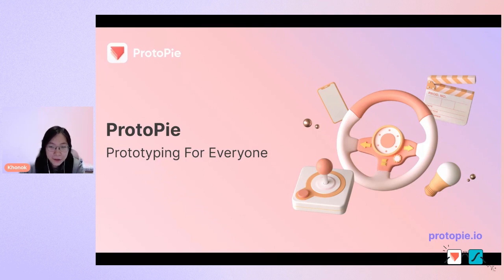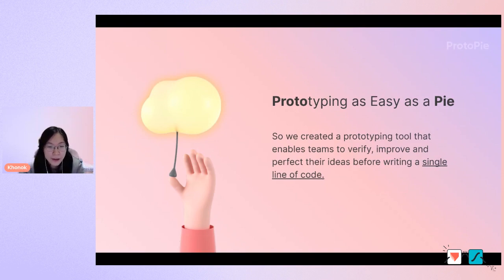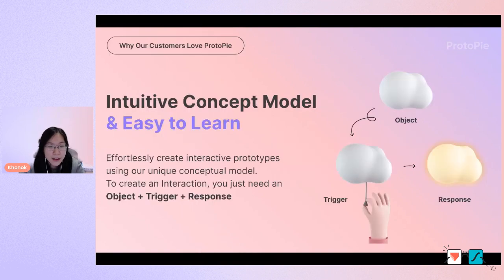So here at ProtoPie, we believe that prototyping can be for everyone. I mean, designers, non-designers, literally everyone. And we also have this very awesome slogan, which is prototyping as easy as pie. So it sounds powerful and easy to learn at the same time. So in ProtoPie, you can actually achieve very high fidelity prototypes without writing a single line of code. And why is that? Why do our customers love ProtoPie? This is because in ProtoPie, we have this very intuitive and easy to learn conceptual model.